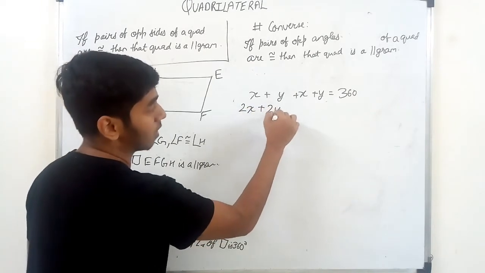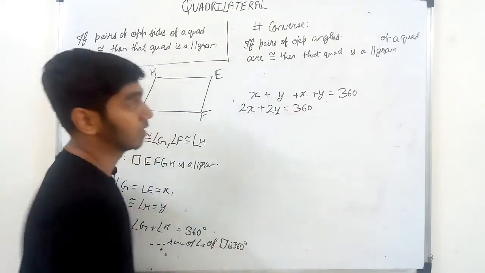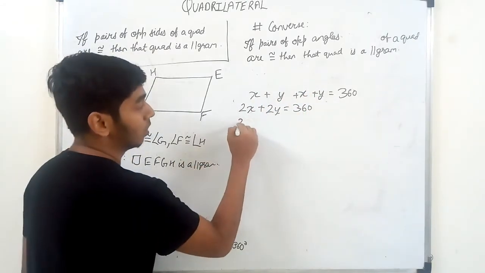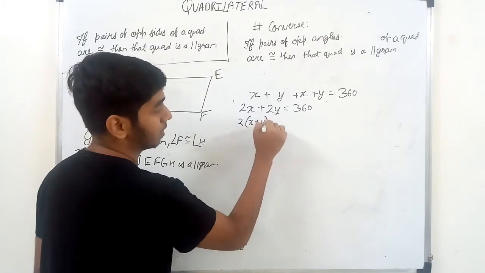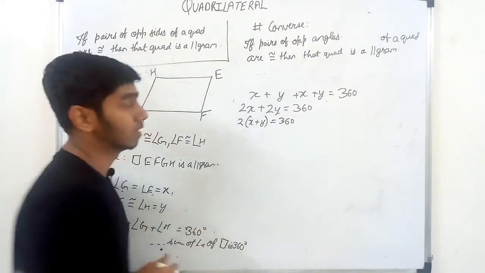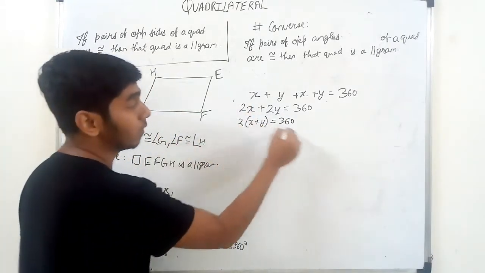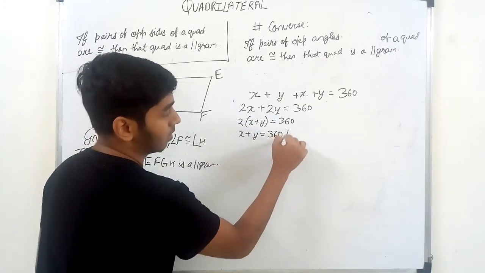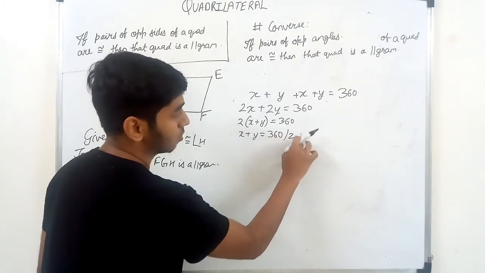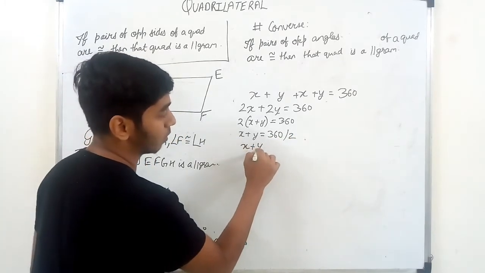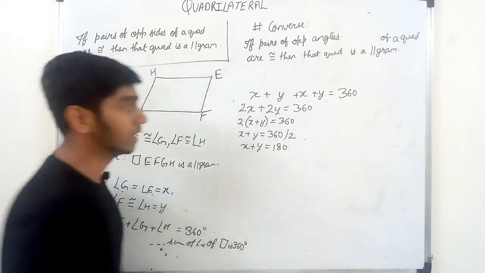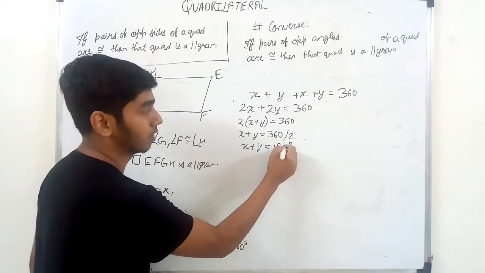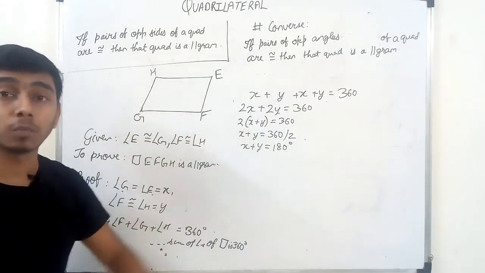Now, from this, 2x plus 2y equal to 360. Yes or no? X plus x is 2x, y plus y is 2y. Now 2 into x plus y equal to 360. Yes or no? Taking 2 common and then dividing 360 by 2, this will be x plus y equal to 180 degrees. Yes or no? So we have got x plus y as 180 degrees.